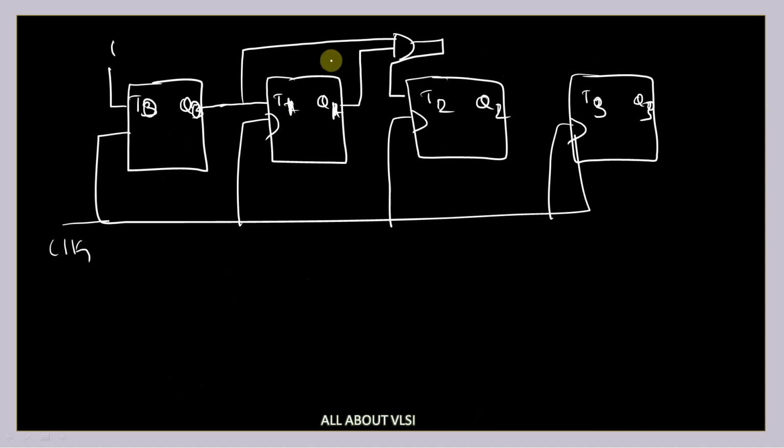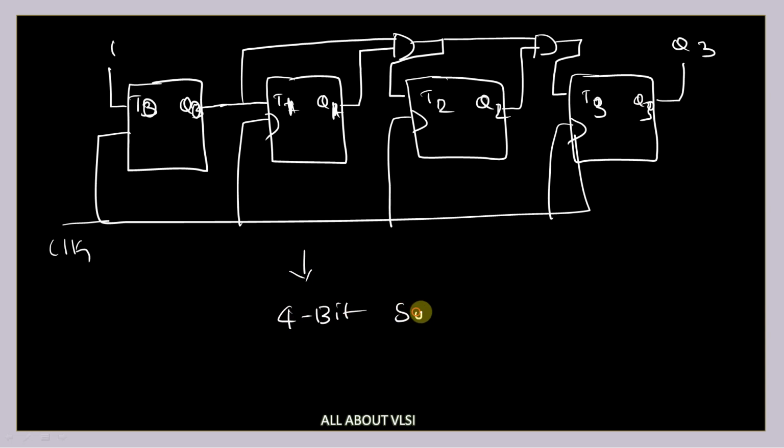Okay, that means what I am going to do is take this output and this output and give it to one more AND gate, and give that to the input of the fourth flip-flop, that is input T3, and here I am going to get my Q3. So this is how I am going to design my 4-bit synchronous up counter.